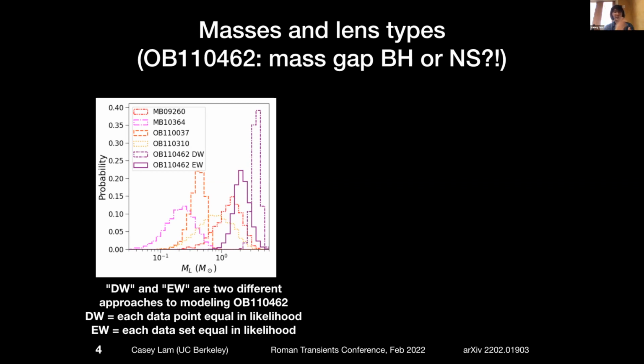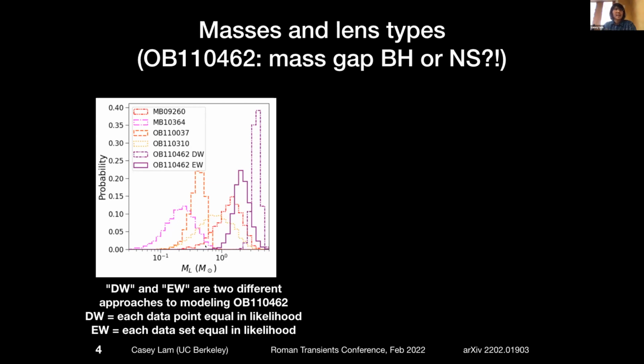In that case, each data point from all these different data sets weighs equally into the likelihood. So in this case, the ground-based photometry has the most weight. On the other hand, EW, that stands for equal weighting. Each data set contributes equally to the likelihood. So the ground-based photometry is considered one data set, and then the high-resolution data from Hubble is considered another data set.